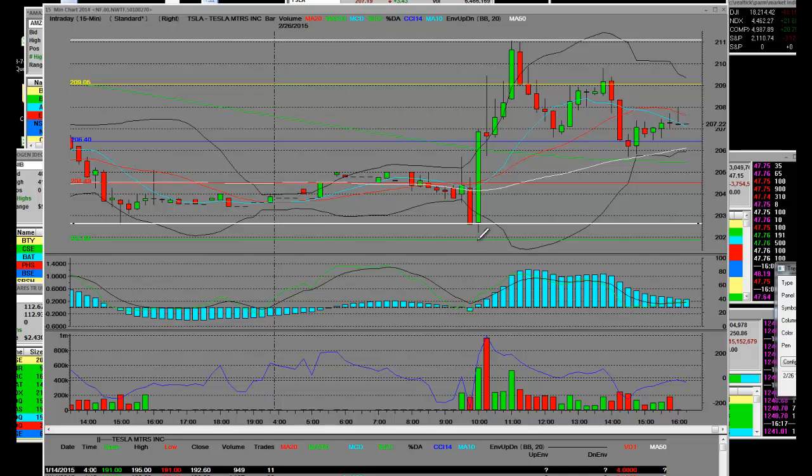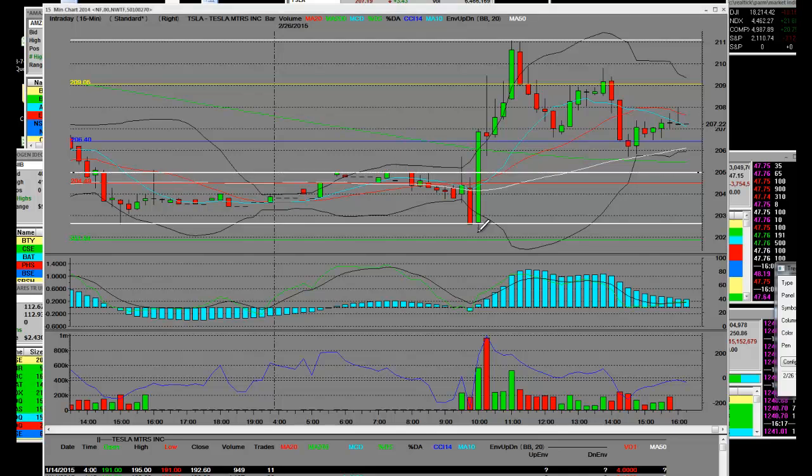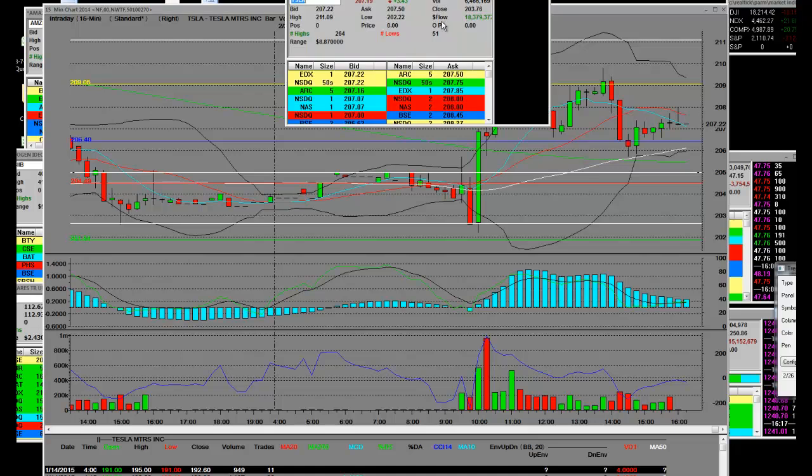This is a 15-minute chart and how to trade a 15-minute breakout and understanding the support and then the big breakout 15-minute bar. And we went all the way up. So the low on Tesla today was $202 right here.